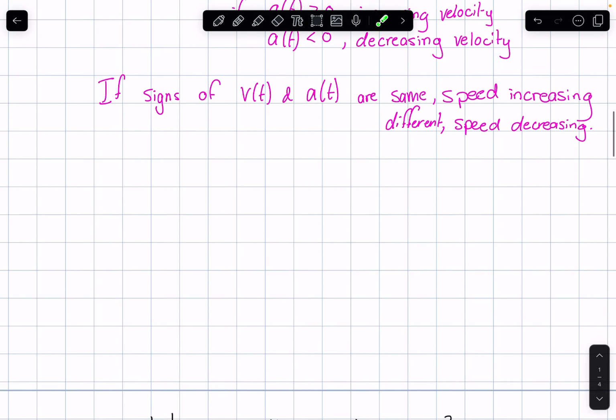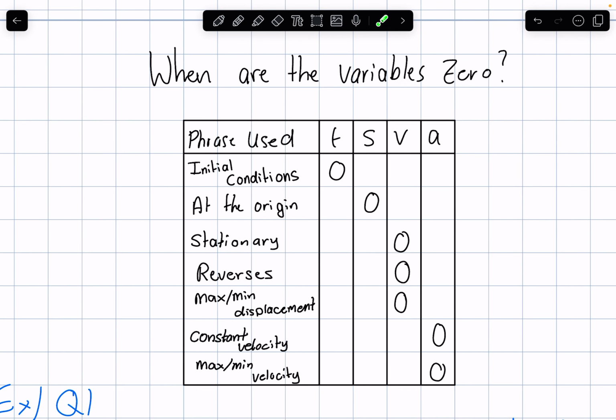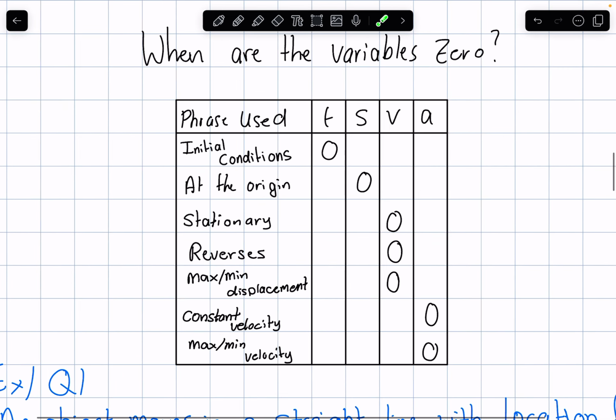So one other thing I want to get you used to is some of the language that they may use. Okay, so I've got initial conditions when t equals 0 for displacement, velocity, and acceleration. If I want at the origin, I've got my displacement equals 0. If I want where it's not moving, stationary, reverses or changes direction, or the minimum/maximum displacement, then I look at velocity equals 0 and solve for t. Then if I want constant velocity or maximum/minimum velocity, I look at my acceleration there equal to 0.